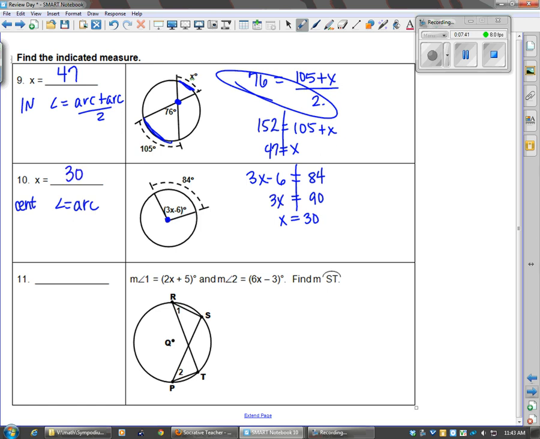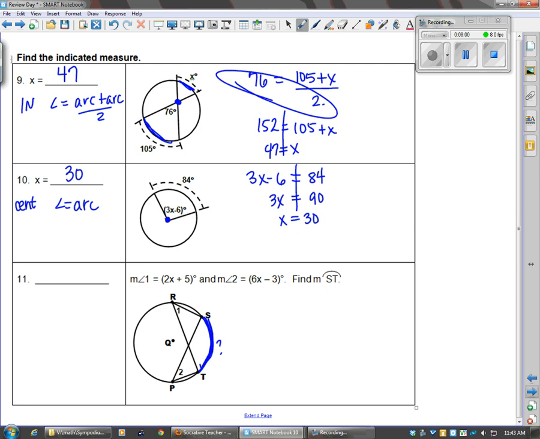Okay, number 11. There is one just like this on your test. If you are not a careful reader, you're going to miss this. Okay? They give you the 2 angle measures in terms of x. Then they ask for the arc, ST. So you are not finished until you know this measure.